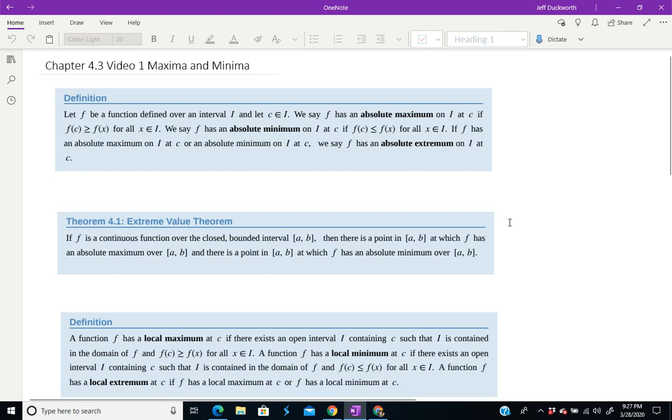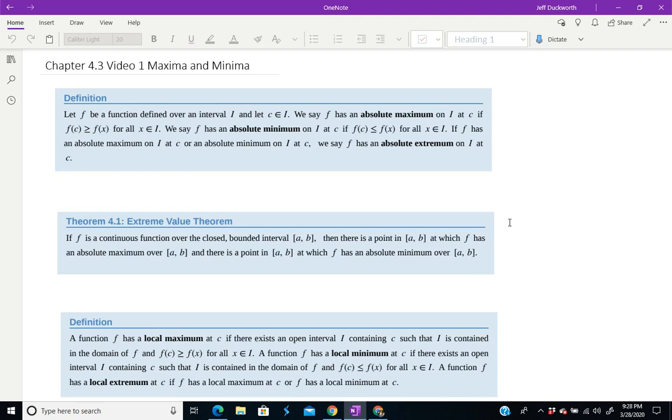And finally, our last definition: a function f has a local maximum at some value c, which is an x value, if there exists an open interval I containing c such that I is contained in the domain, so I has to be in the domain of our function f, and f of c is greater than or equal to f of x for all x in that interval.